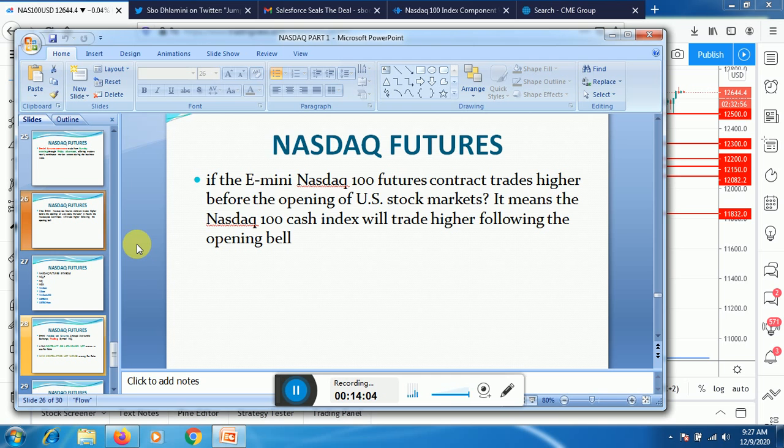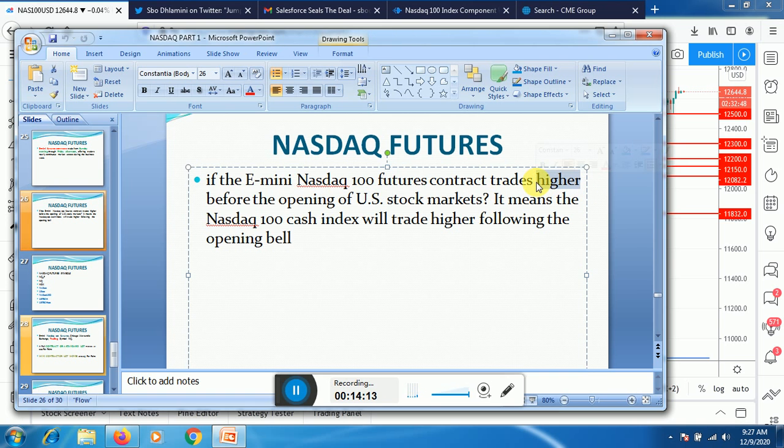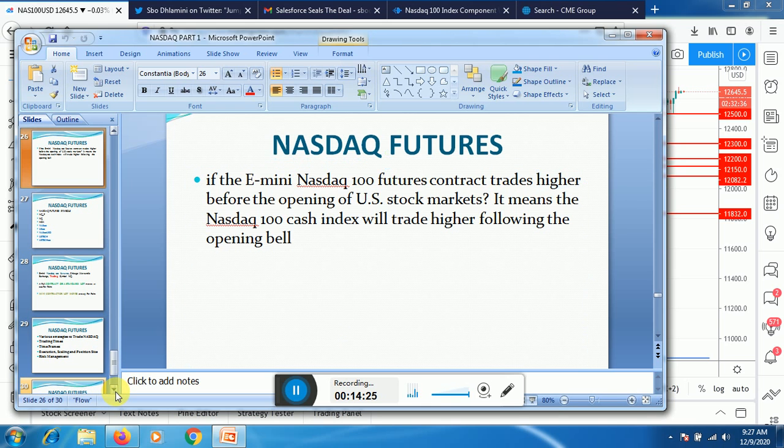Remember that the futures predict the future price movement. So if they are already trading higher before the opening bell, before 9:30 in New York, or before 3:30 here in South Africa, it means that the index itself will open at a higher price, because the futures have already predicted what the market perhaps will do when the market opens.